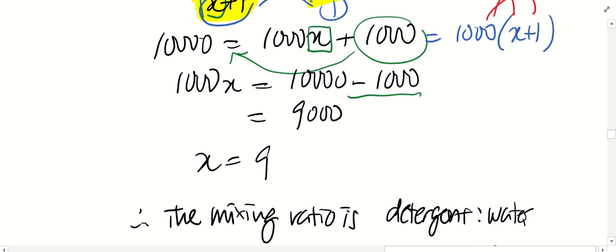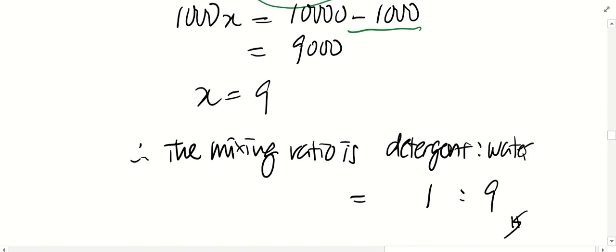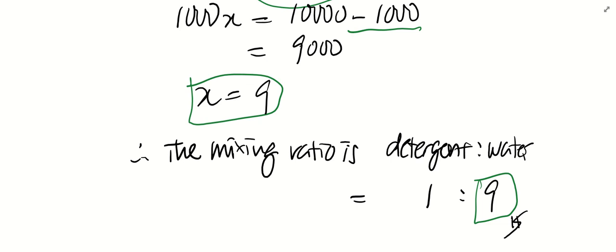And the question asks for the mixing ratio that she wants now. Well, we said that the ratio was 1 is to x. Now we found x equals 9. So we simply put it in: 1 is to 9. And you can check that indeed x is bigger than 4. She put in more units of water than suggested by the bottle.